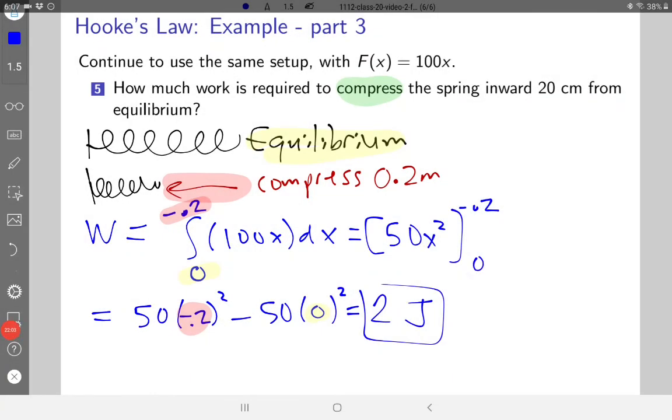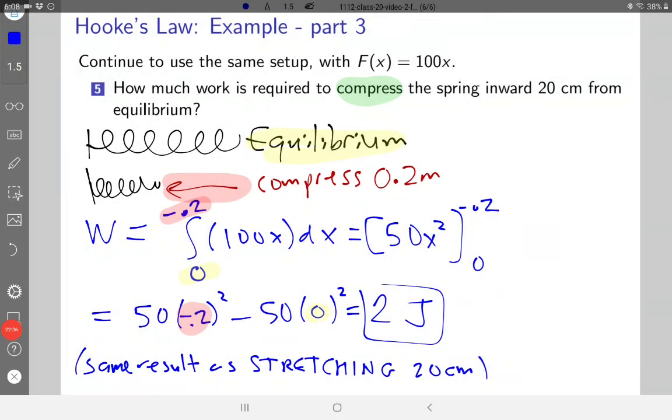In this case, I have the same old antiderivative I keep using, the 50x squared. I'm going to plug in negative 0.2 as the upper limit, and I'm going to plug in 0 as the lower limit. And so this term ends up disappearing. That's 0. And what I'm left with is 50 times negative 0.2, and that whole thing is squared, so I actually end up with a positive value. This is saying it's still going to take some energy. It's not like I'm gaining work or gaining energy in any way. I'm actually expending 2 joules of energy to compress the spring.